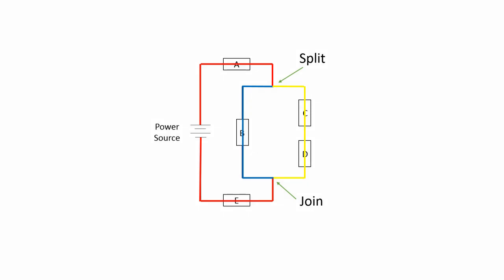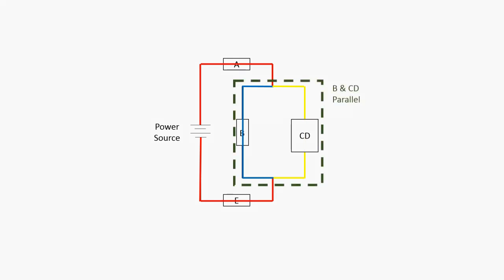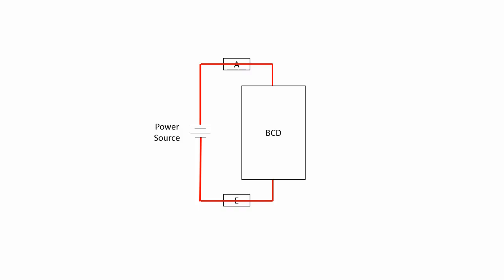So how do we deal with it? Basically, we can say that C and D are series to each other. The combination of C and D, let's call it CD, is parallel to B. Then, the combination of B, C, and D is series to A and E.